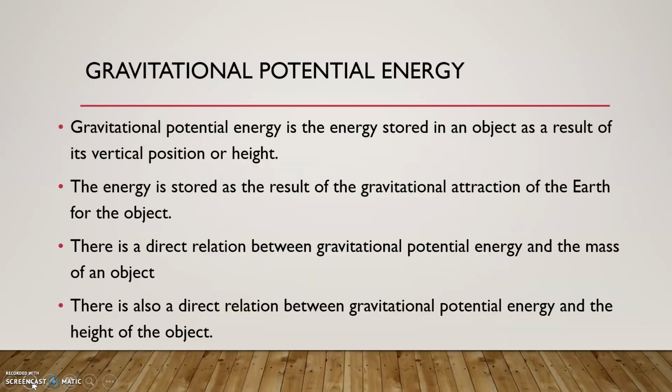Then we can look at gravitational potential energy. This is potential energy due to an object's gravitational pull, which we see on Earth as gravity, and it's looking at the vertical position of the object. And this is going to be directly related to an object's mass, meaning the more mass you have, the more gravitational potential energy you will have. And it also is directly related to the height, meaning the more elevated you are, the more gravitational potential energy you'll have as well.